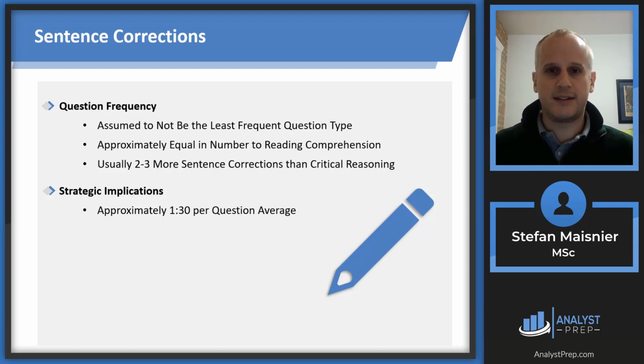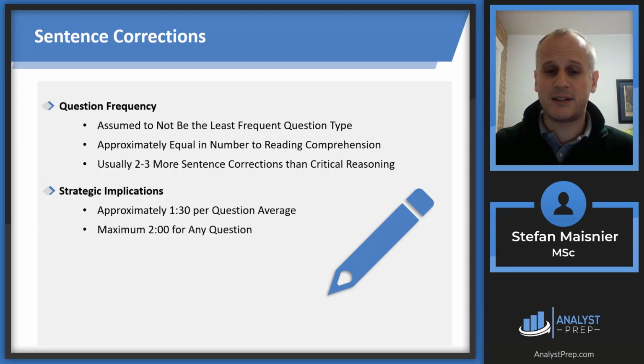So strategically, you're going to want to allocate approximately a minute 30 per question to your sentence correction questions. This is about 20 seconds less than the average question type as assumed by the exam, being that there are 36 questions allocated in a verbal section in 65 total minutes.